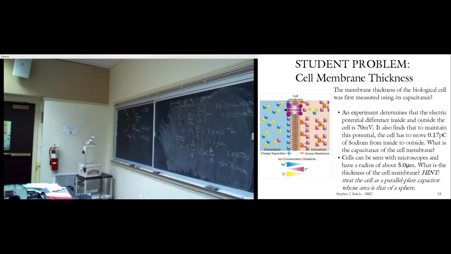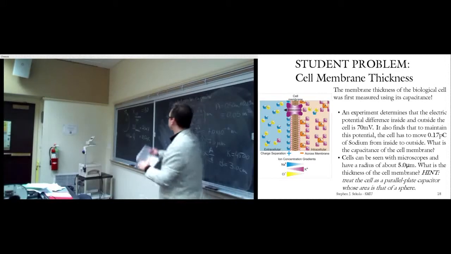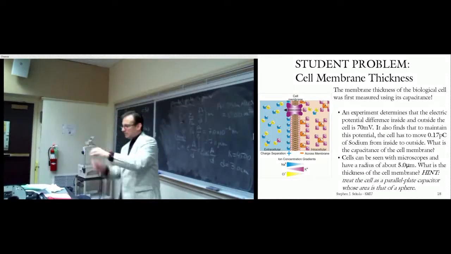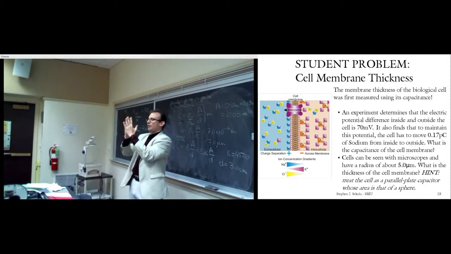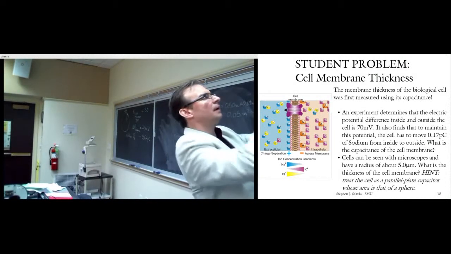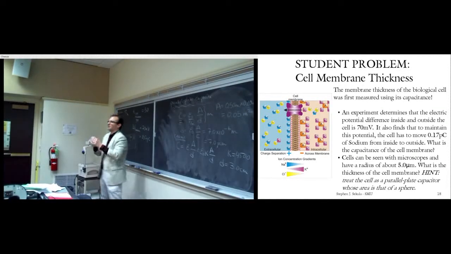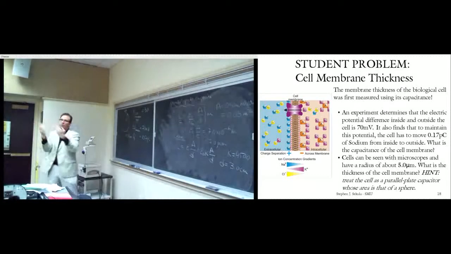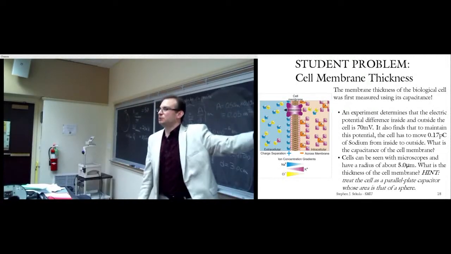Treat the cell as a parallel plate capacitor that merely has the area corresponding to the surface area of that sphere. So imagine you took that sphere and you sliced it and you laid it out flat, so that you get a flat surface with a charge separation, and its area is that of the corresponding sphere that the cell once was before you lysed it and opened it up. Okay? So go forth and calculate, see what you get, all right?